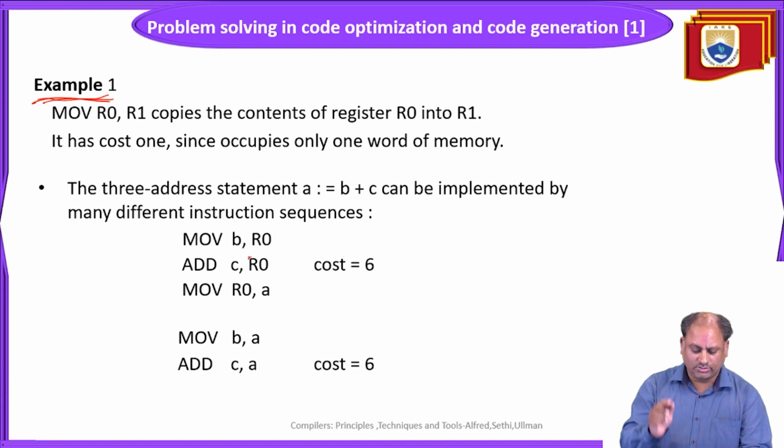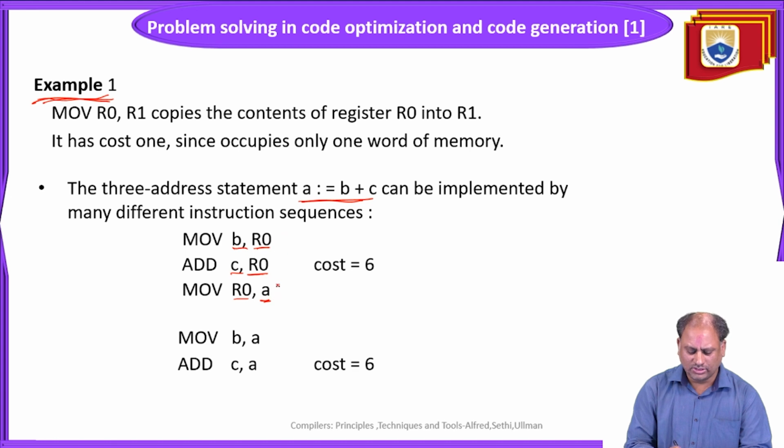The three address statement is given, that is A equal to B plus C. Now this A equal to B plus C can be implemented in a variety of instruction sequences. R0 is the register, which is initially moved to B, and then we add C, that is B plus C, and place it in the register. Again the result is stored in A, so A equal to B plus C.